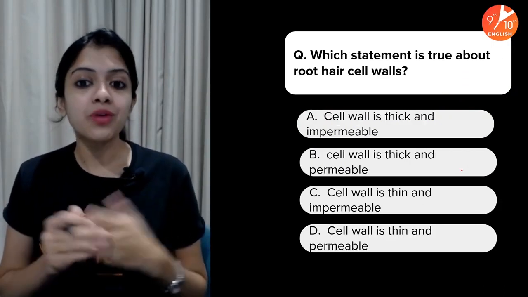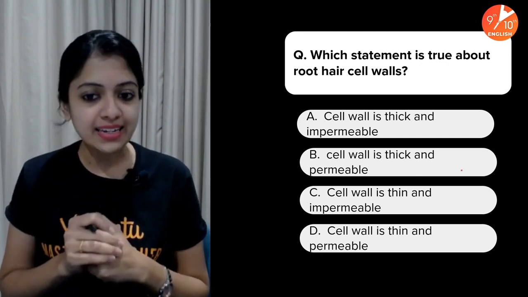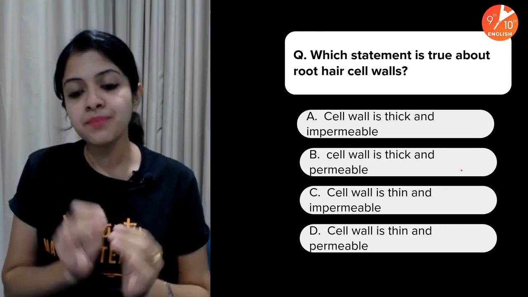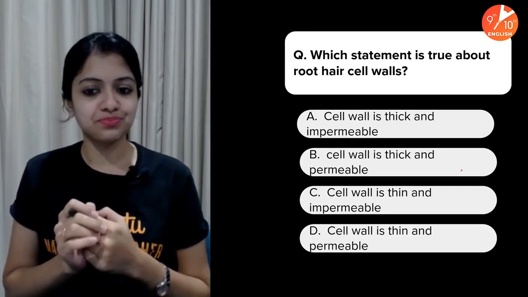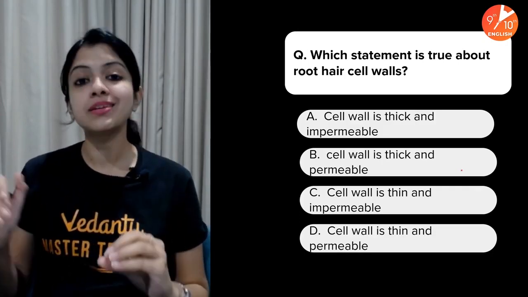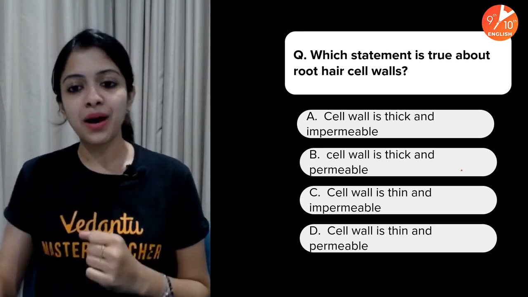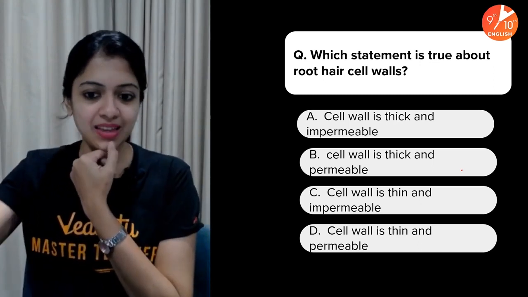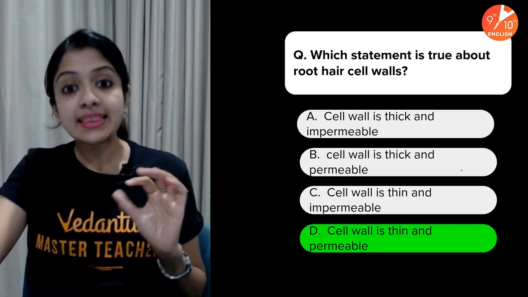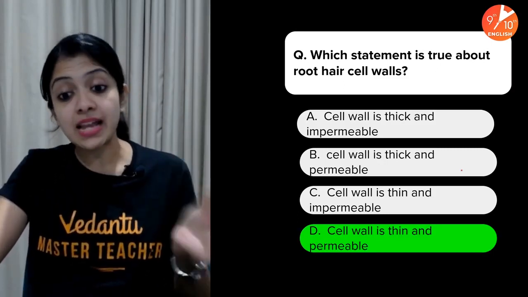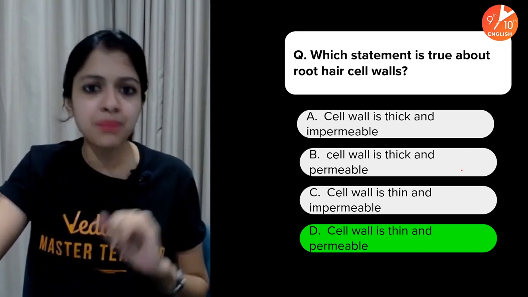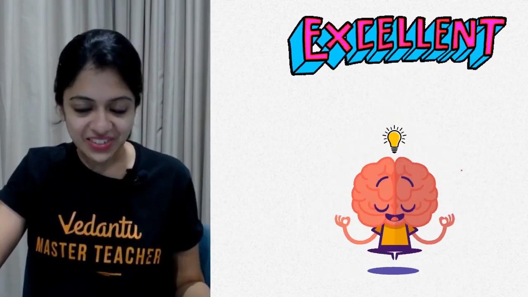Now coming to the next question. Which statement is true about root hair cell walls? Cell wall is thick and impermeable. Cell wall is thick and permeable. Cell wall is thin and impermeable. Or the cell wall is thin and permeable. These are the options for you about root hair cell walls. Yes, and your time is up. The answer is the cell wall is thin and permeable. Remember, it's the cell membrane which is semi-permeable, but the cell wall is completely permeable, almost entirely permeable. Very, very well done, children.